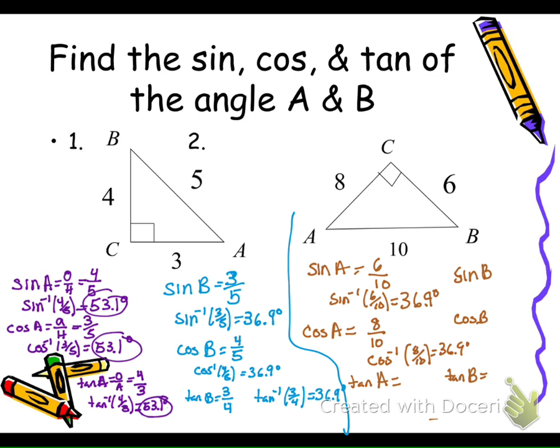36.9. Okay, over here we're back at Steven's group. We have tangent. A tangent is opposite over adjacent. So what is opposite of A? Over adjacent, which is? Okay, so we have tan inverse of 6 over 8. And it's 36.9 degrees. Okay, now I'm going to change my color to do the B.